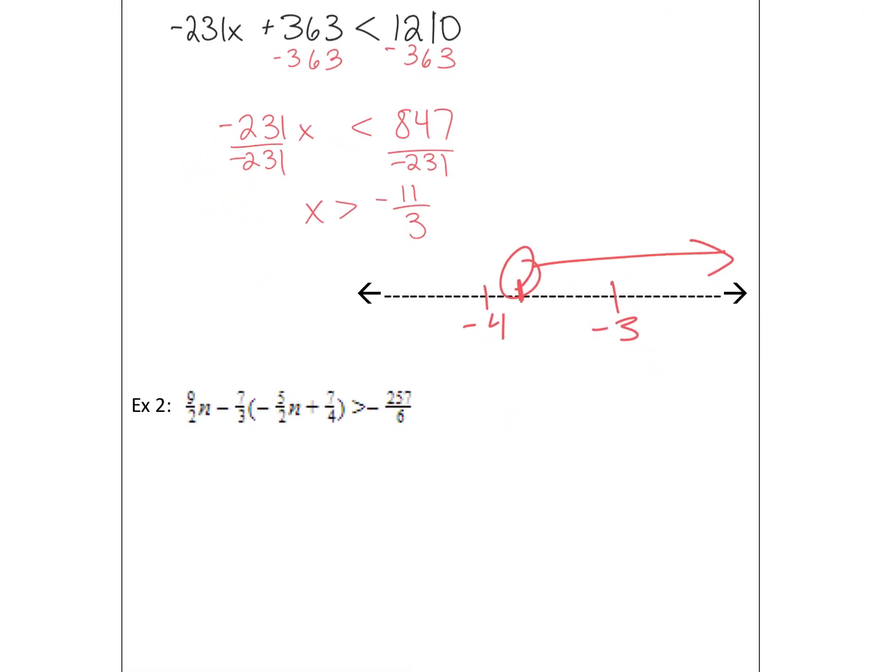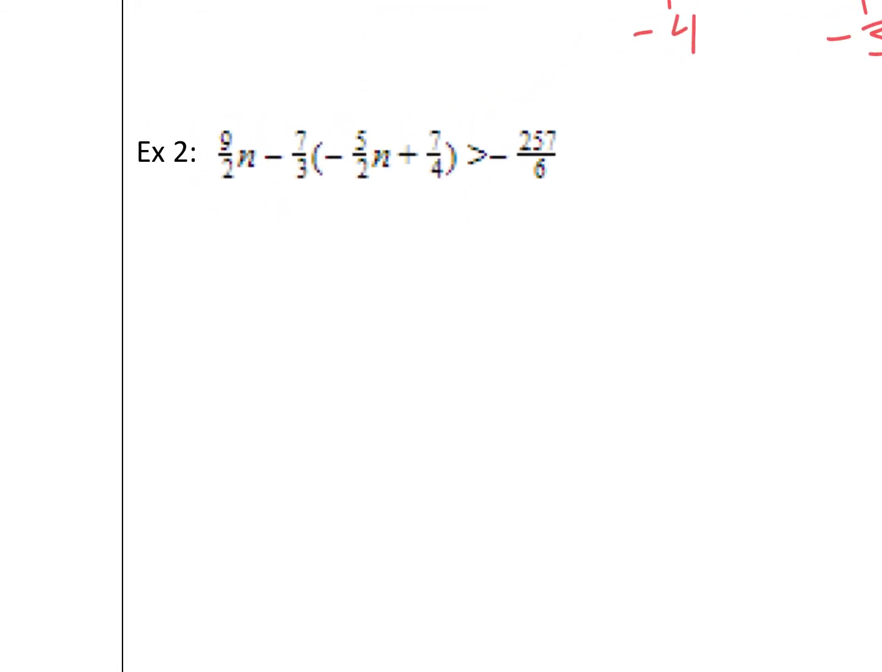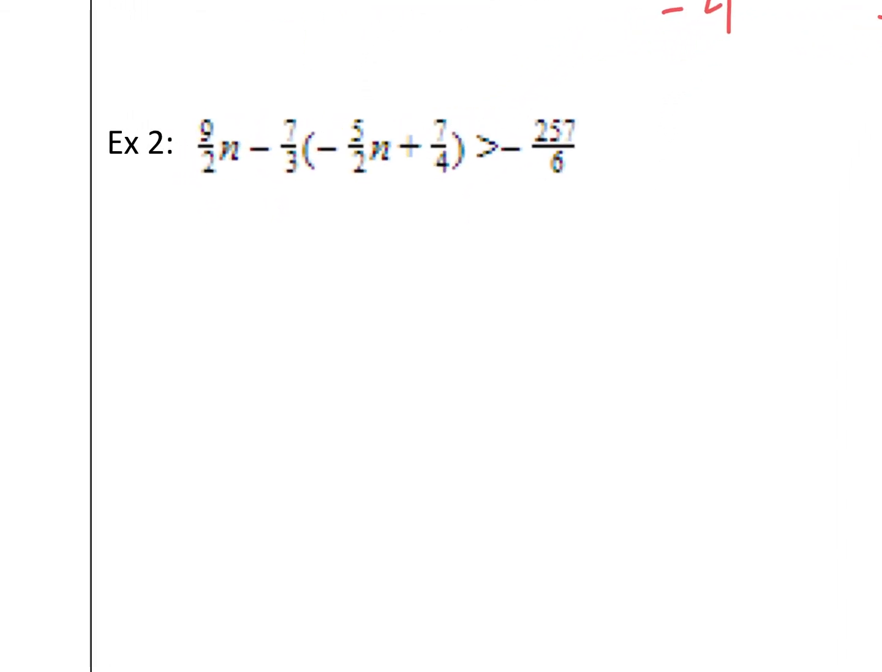Practicing. You're going to do number 2, so I'll give you a couple minutes. Solve it and put it on a number line. So the first thing we should do is what? When you multiply negative 7 over 3 by the fractions, yep, we're going to distribute. So the negative 7/3 is going to go to both of those fractions.